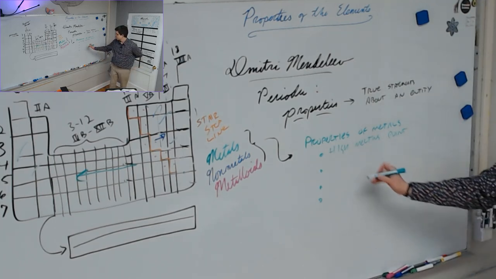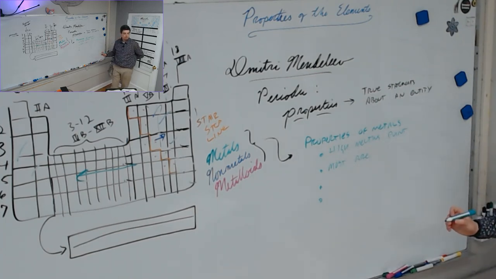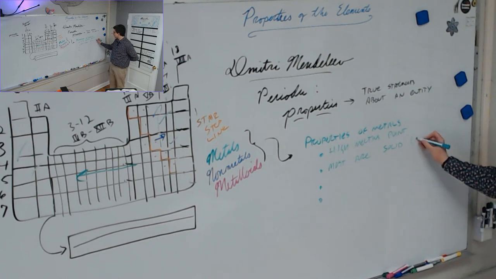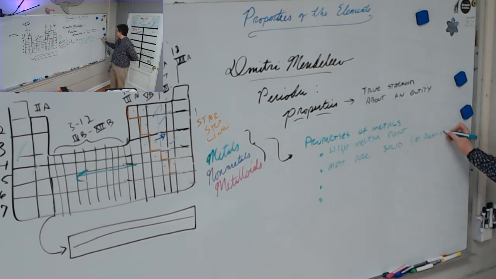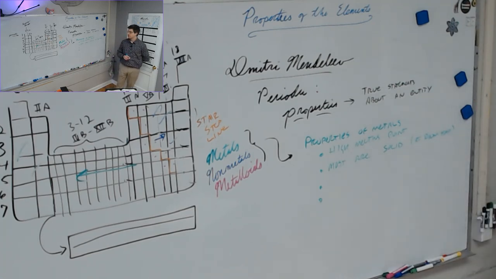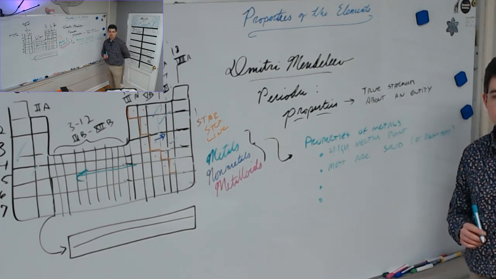Most are solid at room temperature. Other than mercury. Gallium is a liquid only slightly above room temperature, but mercury is the only exception. Most are solid at room temperature. What's another property of a metal? These are vocab words. You really should know these.